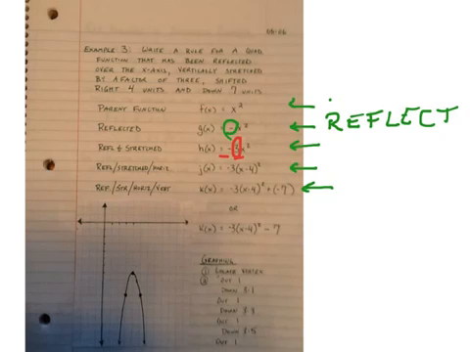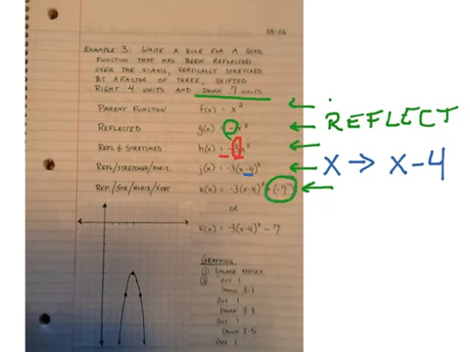From that, we wish to shift our graph horizontally to the right 4 units. To the right 4 units is this -4. So x becomes x minus 4, and that means shift right 4 units. And then the last piece is to shift down 7 units. So what we're going to do is add -7, or more simply just subtract 7.